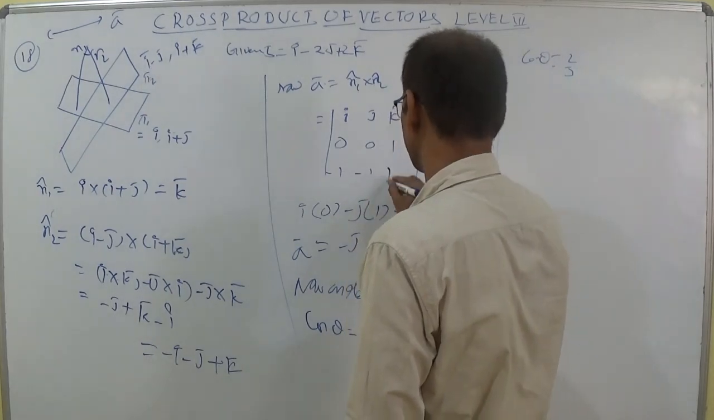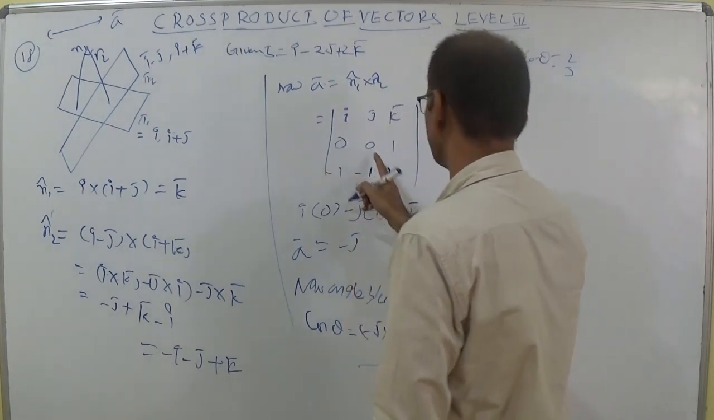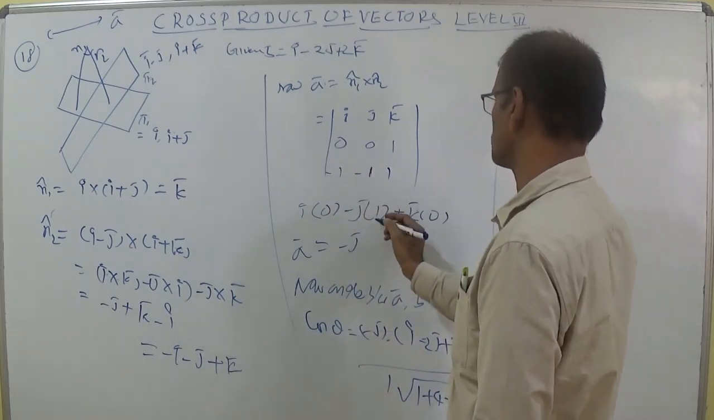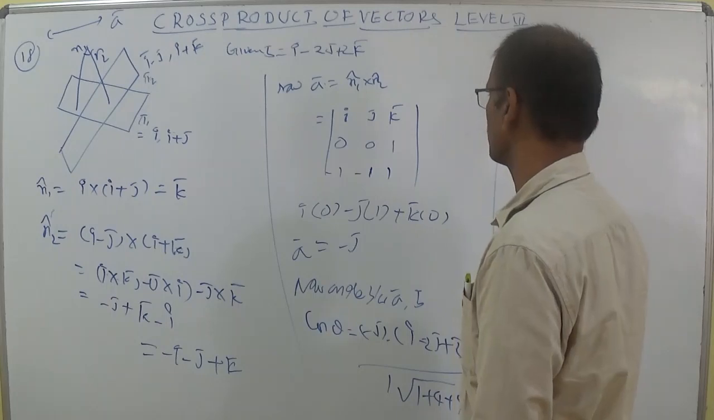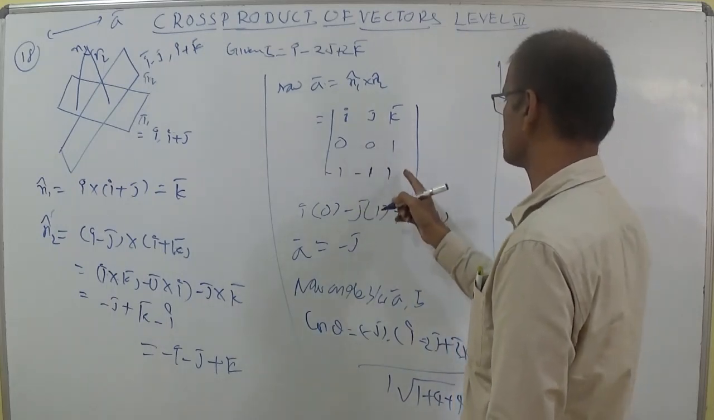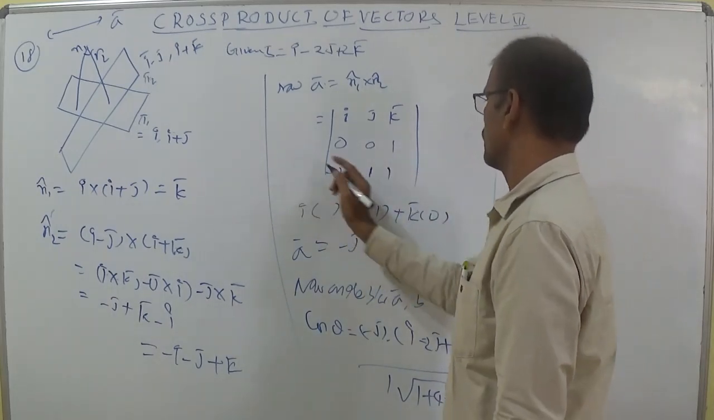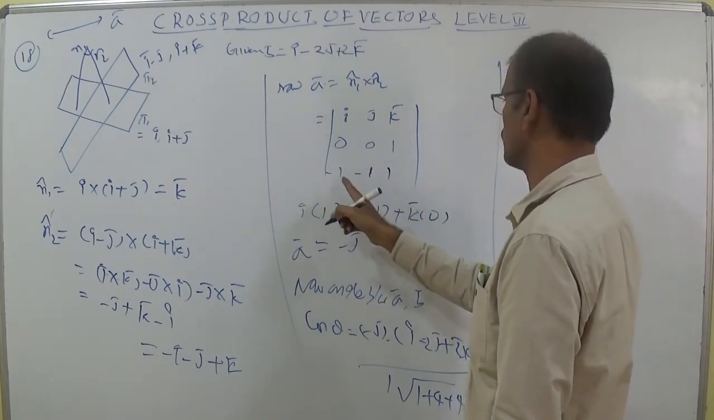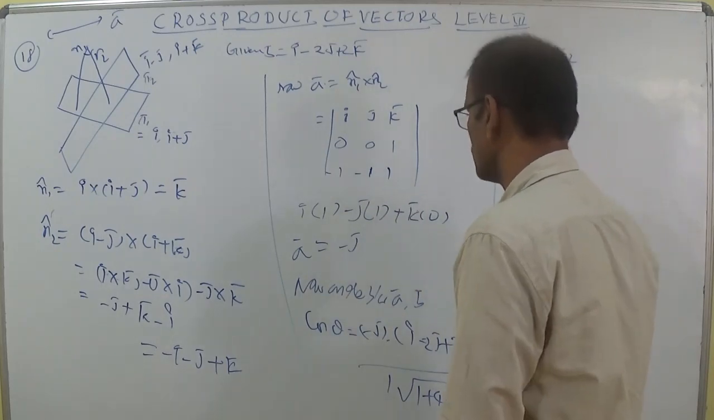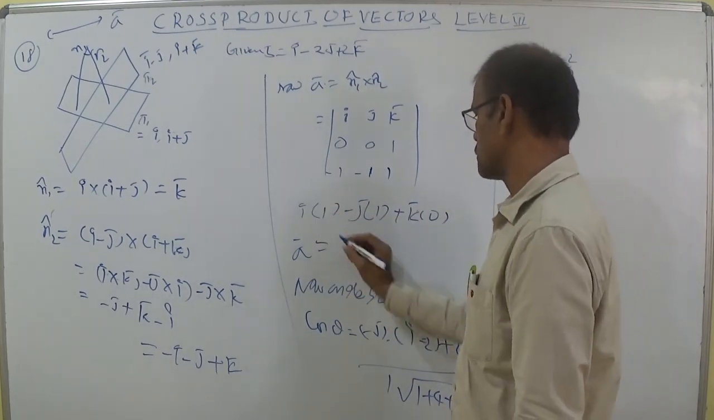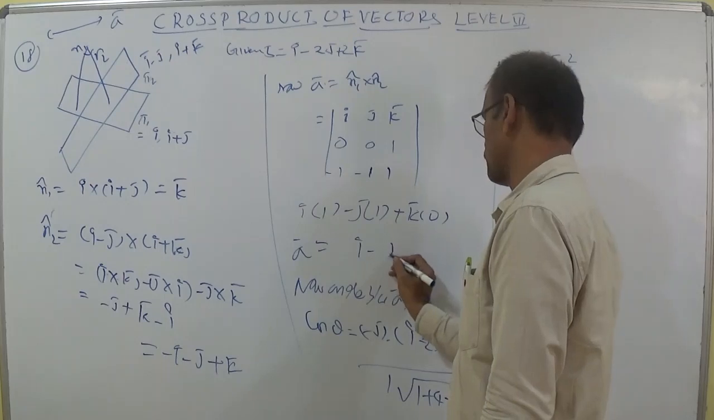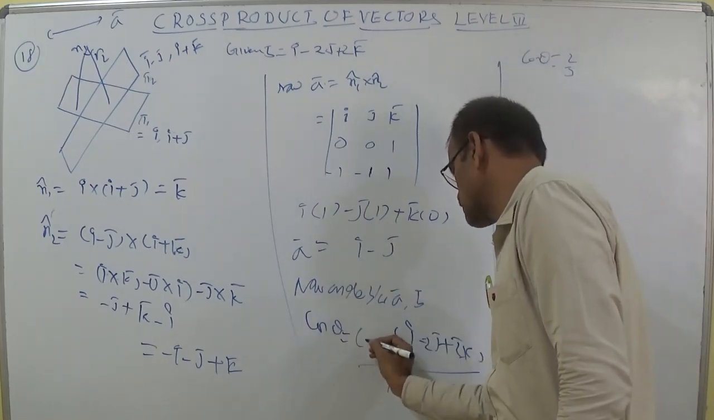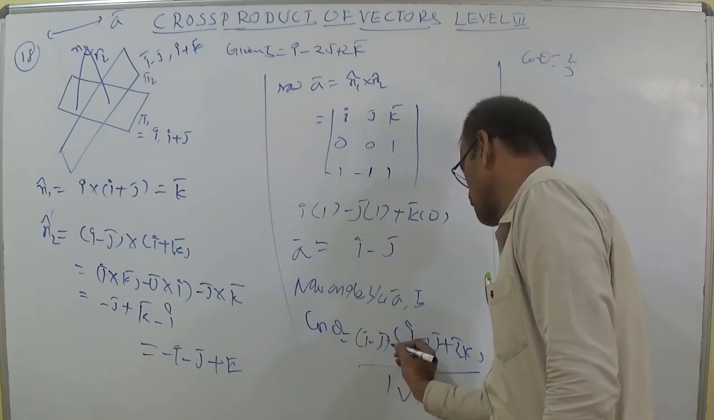This is 1. i into 0 minus 0, it is 0. This is 0 plus 1, no problem. i into 0 plus 1, this is 1. Next j into 0 plus 1, k into 0. So now we got A bar is equal to i bar minus j bar. So here you can write i bar minus j bar.